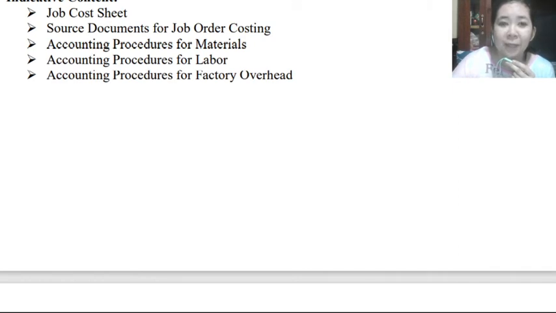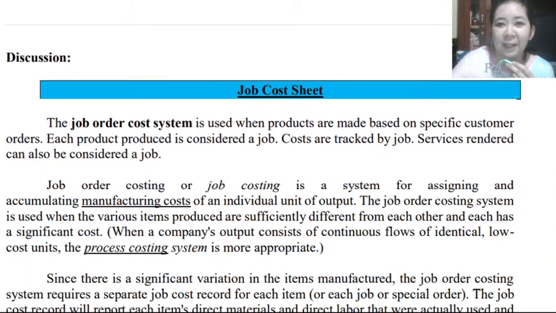But we will have a separate module for accounting of our manufacturing cost later on. So in this module, we will be discussing that which relates to our job order costing. To start with, let us discuss job cost sheets. But before we go to the job cost sheets, let us first define what a job order costing system is.